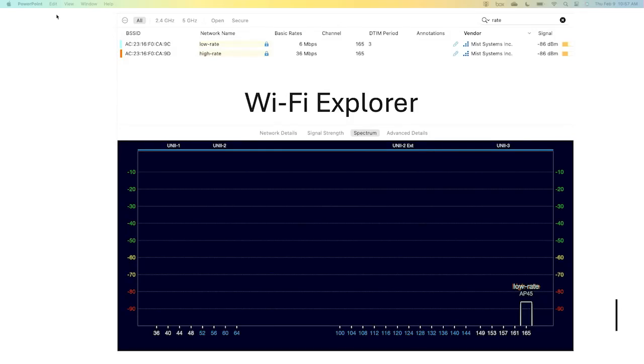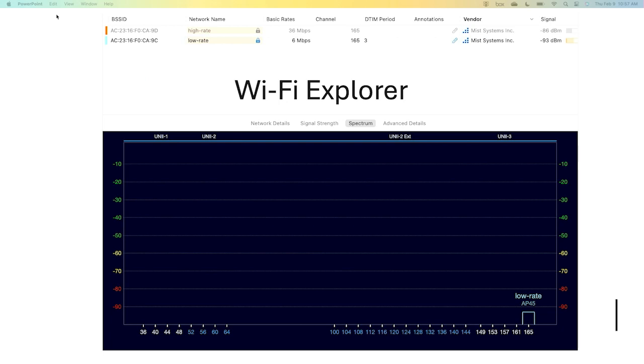It's showing both SSIDs. As soon as I start hitting -87, -88, and in this case I was up to -93, the low rate SSID is still there that is using 6 meg MBR, but the high rate SSID disappeared. But it doesn't mean that the RF energy is not there, it's still there.